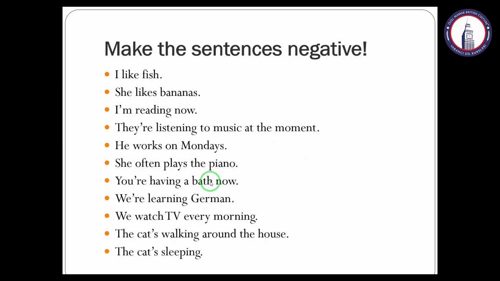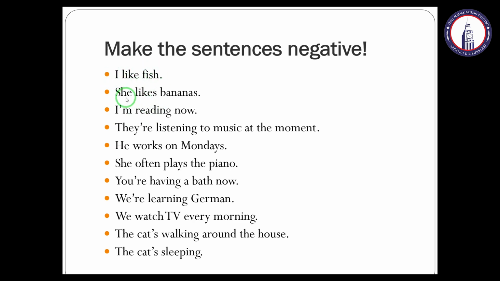So now, as you can see, it can be a good practice for you. So you can make these sentences negative. I like fish. This is simple present because there is no am, there is no are, no is, and no ing. While there is no am, is, are, and it is a simple present, how should we change it to negative? With don't and doesn't. I don't like fish.